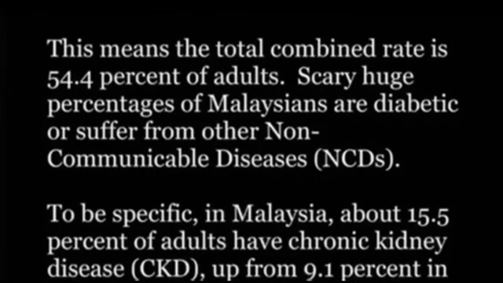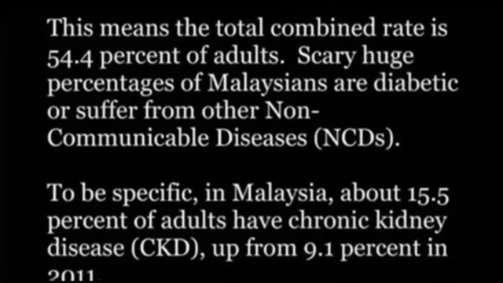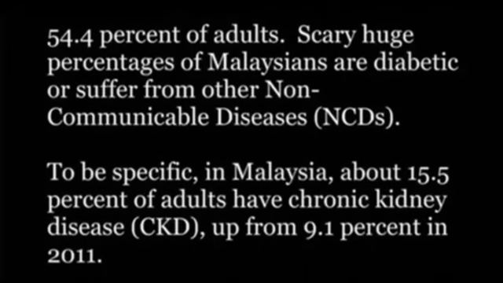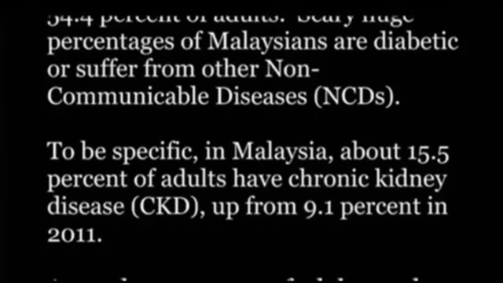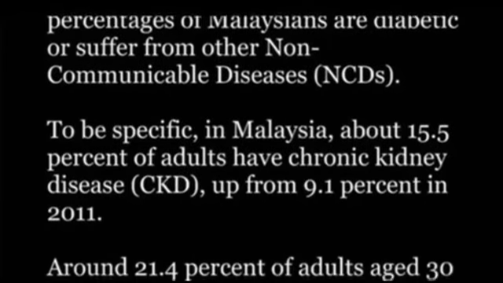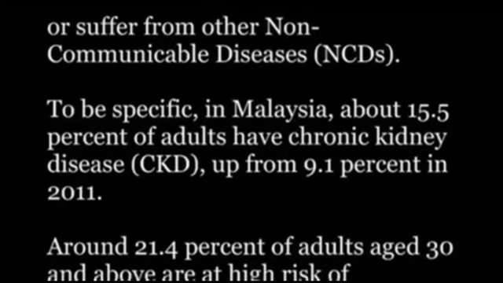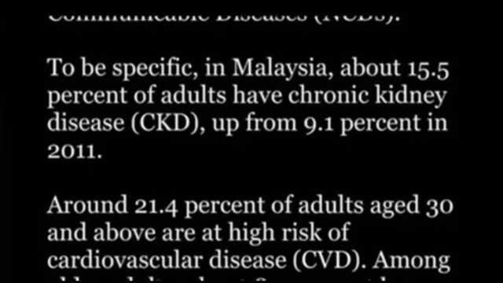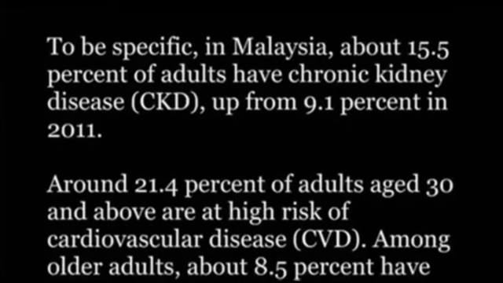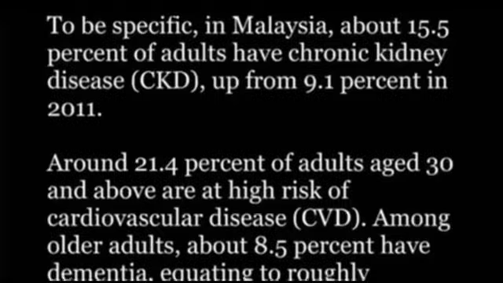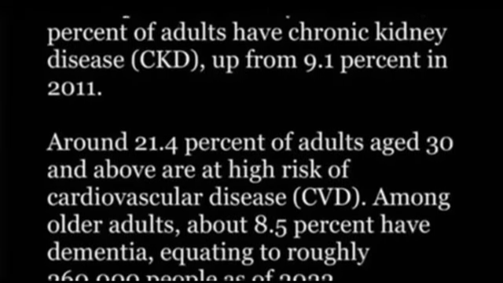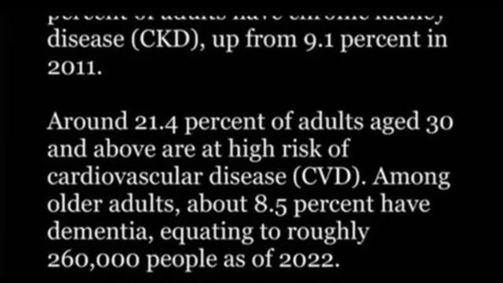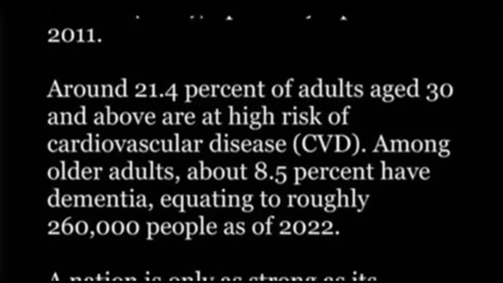To be specific, in Malaysia, about 15.5% of adults have chronic kidney disease, CKD, up from 9.1% in 2011. Around 21.4% of adults aged 30 and above are at high risk of cardiovascular disease, CVD. Among older adults, about 8.5% have dementia, equating to roughly 260,000 people as of 2022.